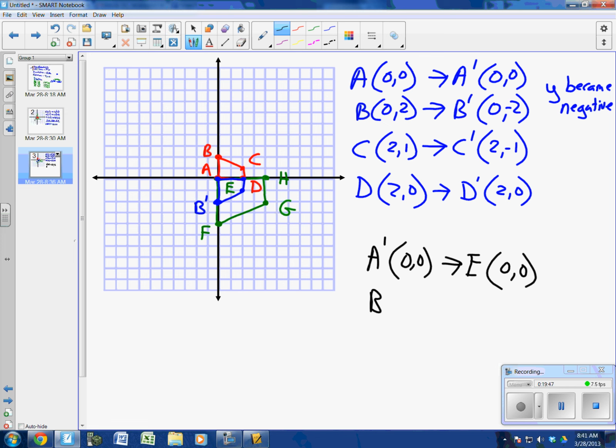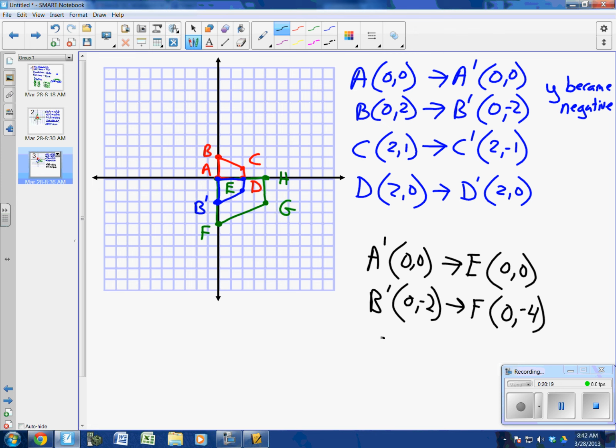B prime, which is at 0, -2, is going to go to where? It is going to go to F, which is at 0, -4. Remember, since our scale factor is 2, all we have to do is do what? Times all the A prime, B prime, C prime, D prime by 2, right?